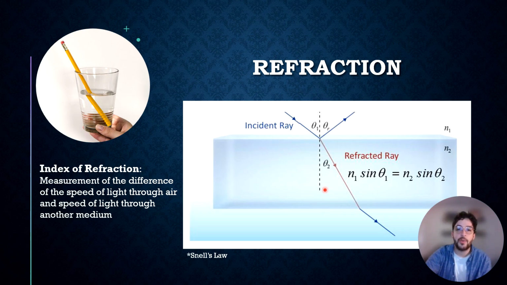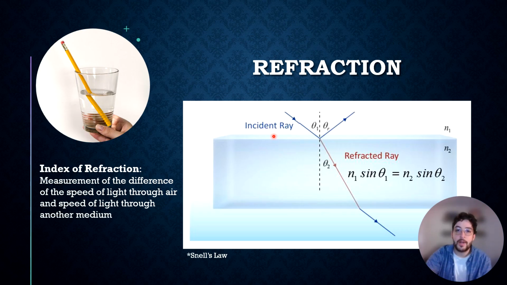The way we calculate that is through Snell's law, where N1 is the index of refraction of the first medium. Most of the time when we do this formula, it is through air, and so the index of refraction of air is 1. Sine theta 1, that is the angle of incidence right here, the angle that it hits that second medium, equals N2, which is that second medium right here, sine theta 2, which is the angle of refraction here.